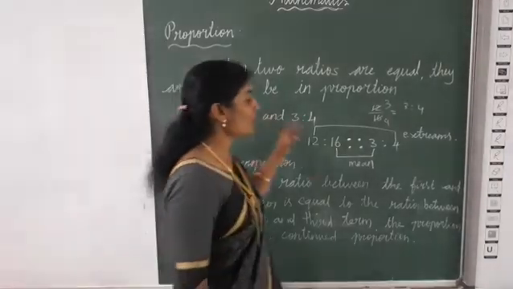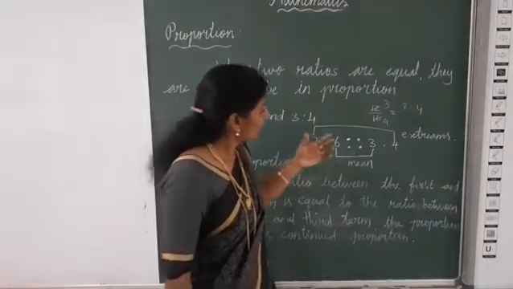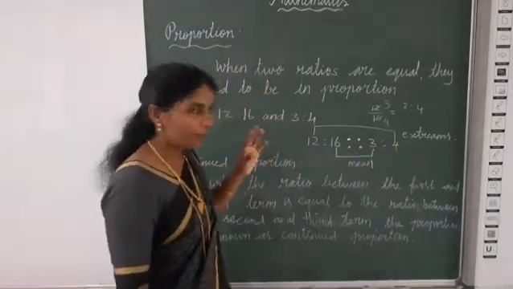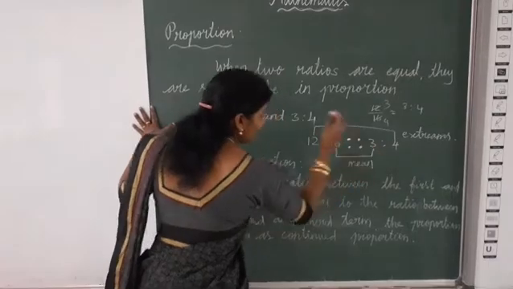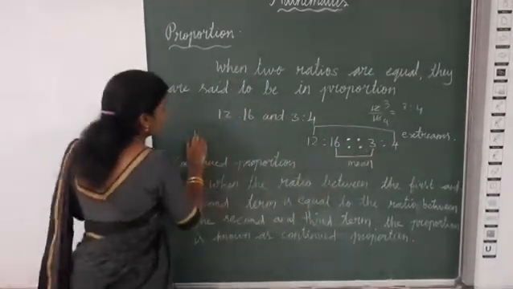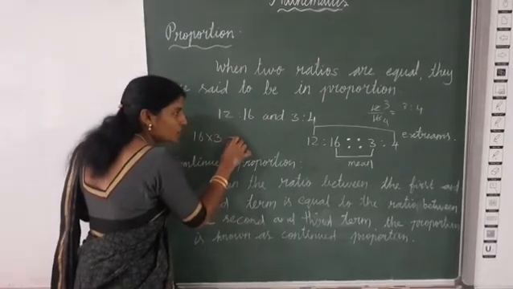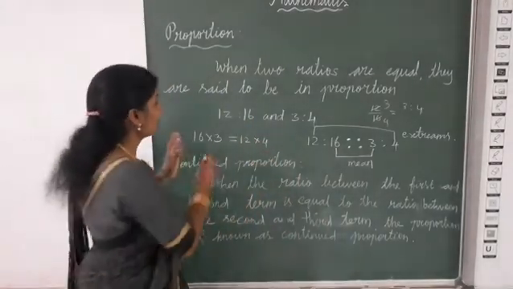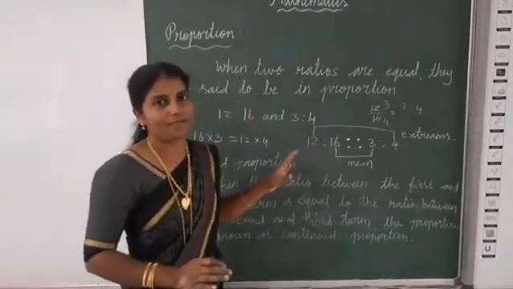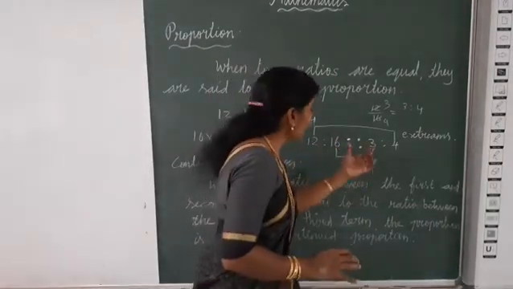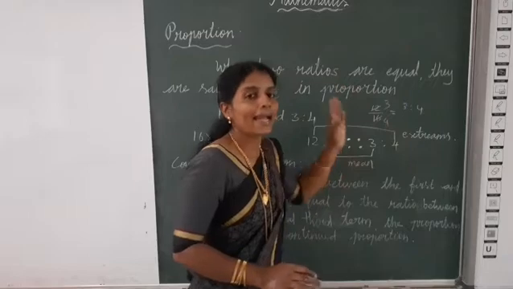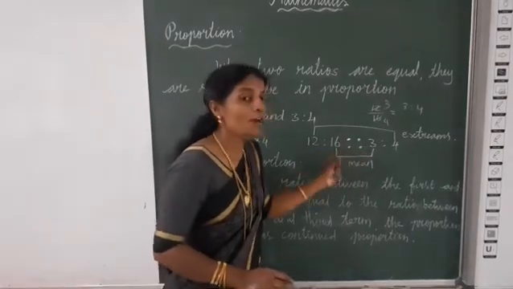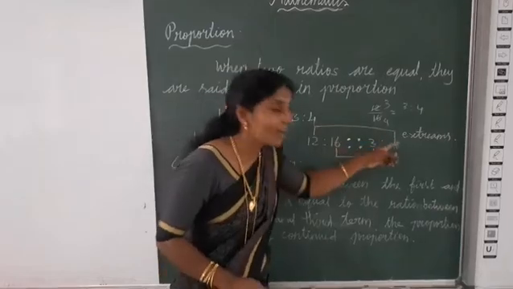When the product of mean, okay, in proportion, the product of mean is always equal to the product of extremes. What is the product of mean? 6 into 3 is always equal to the product of extremes, 12 into 4. That is equal, so we can say this is proportion. Are you clear? In proportion, the product of mean is always equal to the product of extremes.